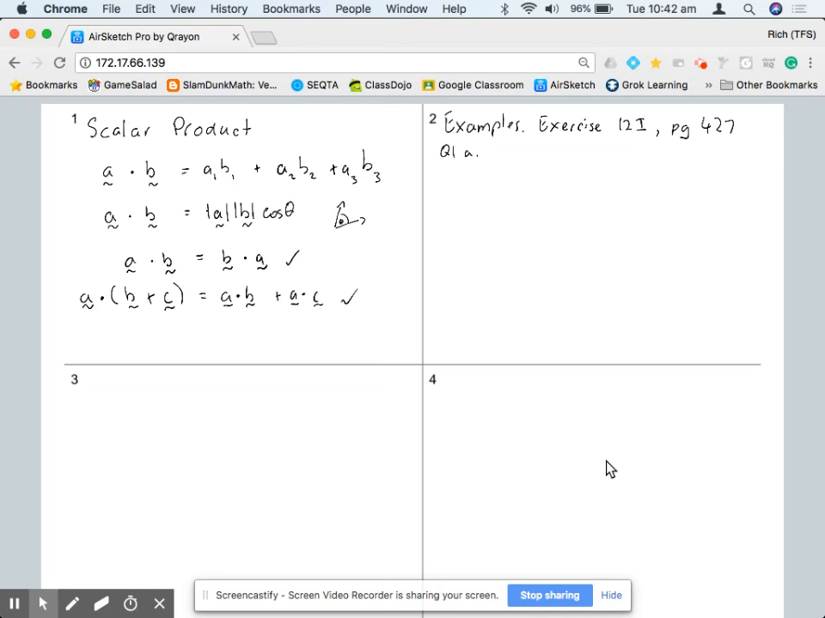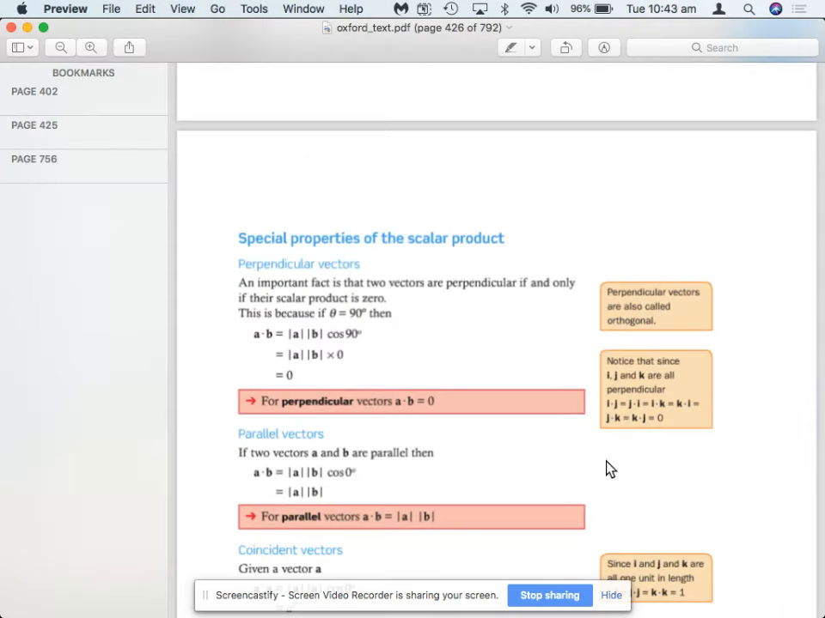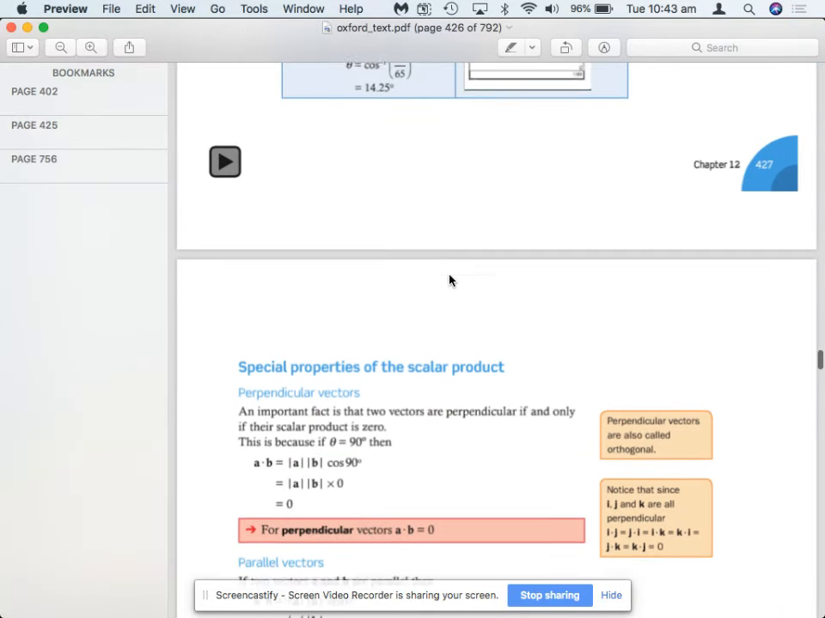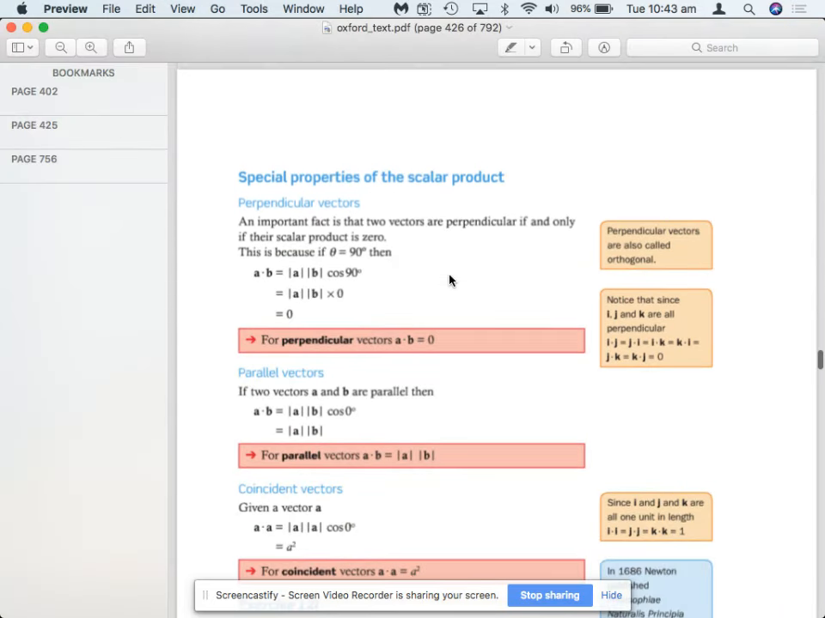Yeah, so that's all I wanted to say on the scalar product, that they're the two forms, and we're going to use those two forms in order to solve problems. What I'm going to do now is go through some examples. Before I do that, I just remembered that I wanted to quickly touch base on the textbook, the next page along, I think, page 428.